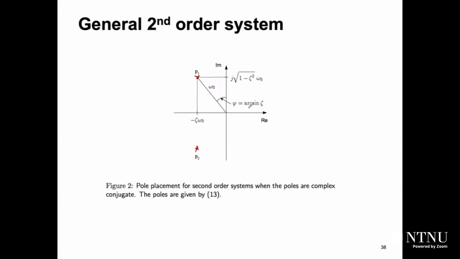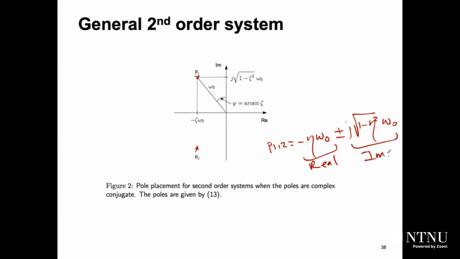So the real part here, because we will go back to the equation, so p1 and p2 will be minus zeta omega naught plus or minus j square root of 1 minus zeta square omega naught. So minus zeta omega naught is the real part. It's complex conjugate poles. And this is the imaginary part. Right? So this is the real part. This is the imaginary part.